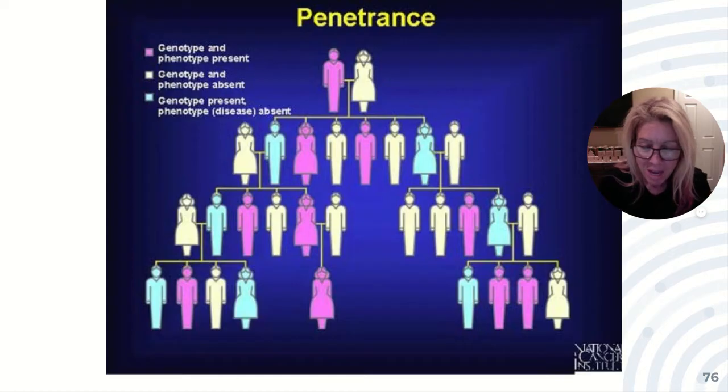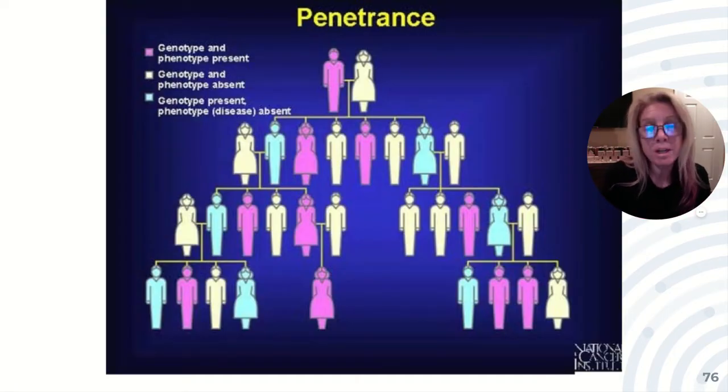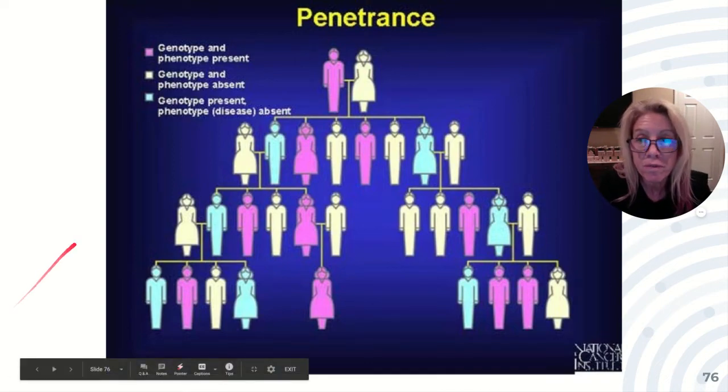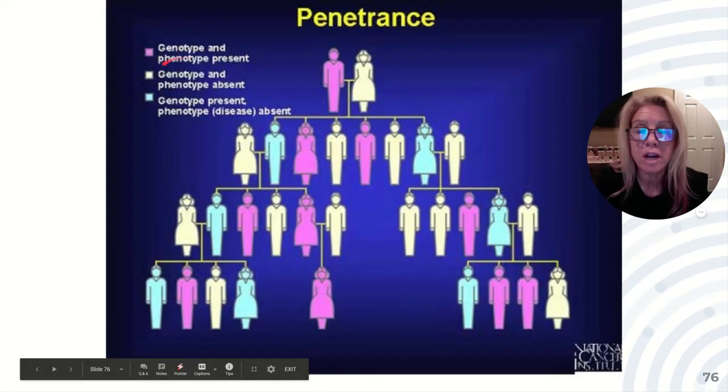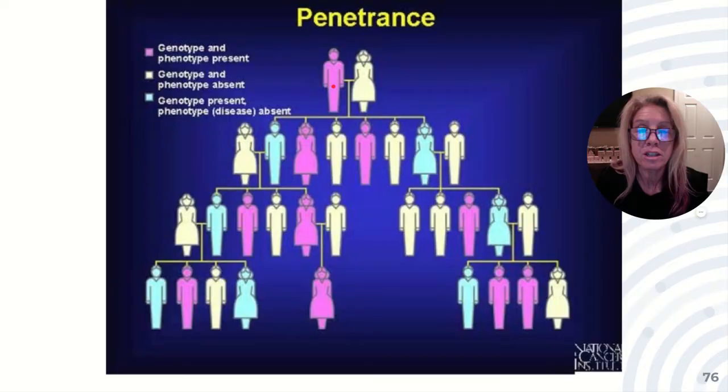All right, now incomplete penetrance. Penetrance means, like, how likely is this to be expressed? So you could have the genotype for something, the genotype could be present, but you don't actually see it in the phenotype. So on your notes, the dominant trait is not always fully expressed. So you could have, in this family, the pink is genotype and phenotype are present. So here in the pink, he has both the genotype and the phenotype, and the yellow is the genotype and phenotype absent.